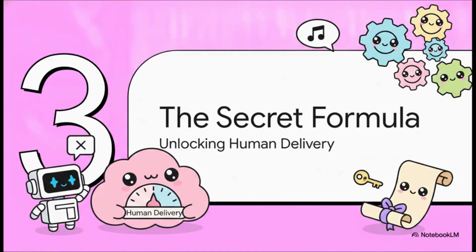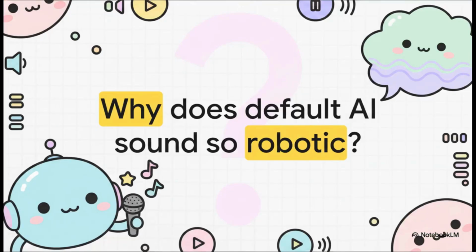All right, Section 3, the secret settings formula, unlocking 100% human deliveries. So here's a somewhat counterintuitive truth about AI voice generation. The defaults usually aren't tuned for realism. They're actually tuned for highly stable, monotonous corporate narration. Think of automated phone menus or boring e-learning modules. They are designed to be perfectly consistent.